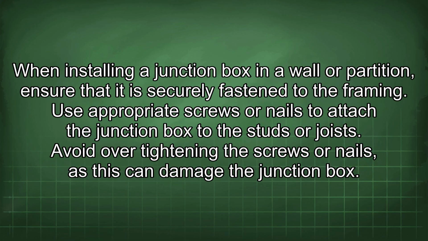When installing a junction box in a wall or partition, ensure that it is securely fastened to the framing. Use appropriate screws or nails to attach the junction box to the studs or joists. Avoid over-tightening the screws or nails, as this can damage the junction box.